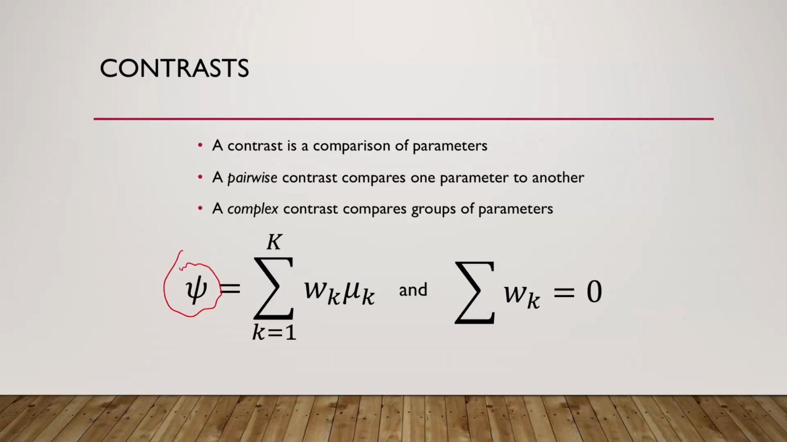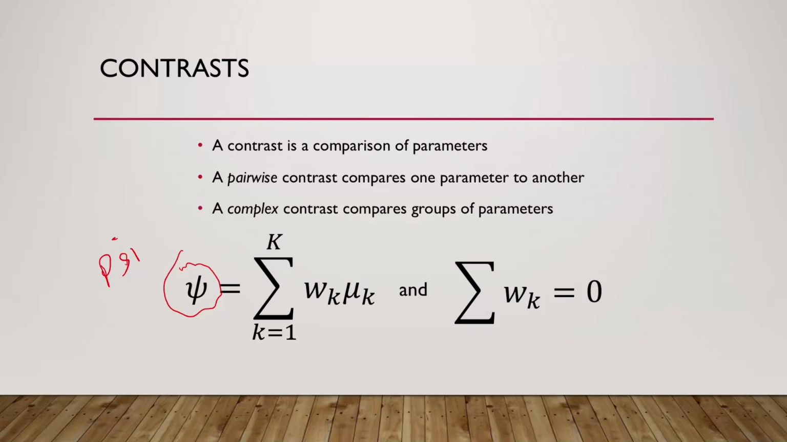But in fact, it is the Greek letter psi. So this Greek letter psi is going to represent a contrast. And again, it could be a contrast of any parameters, but we're going to use means.